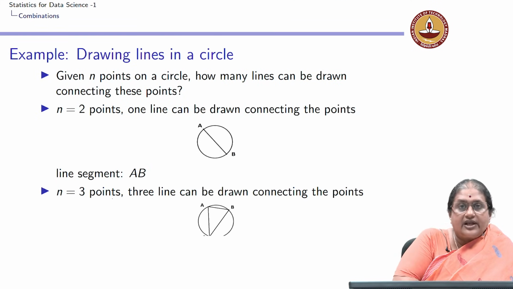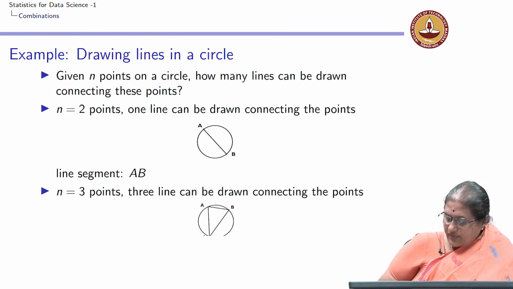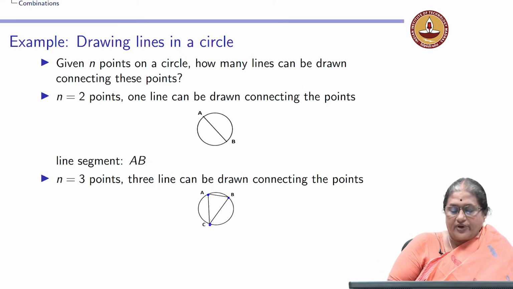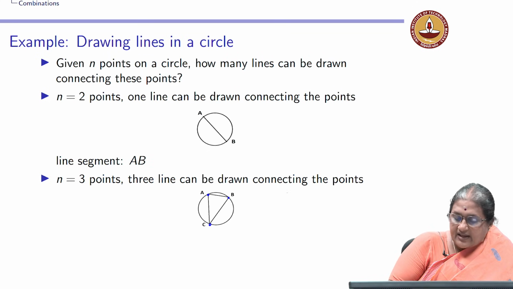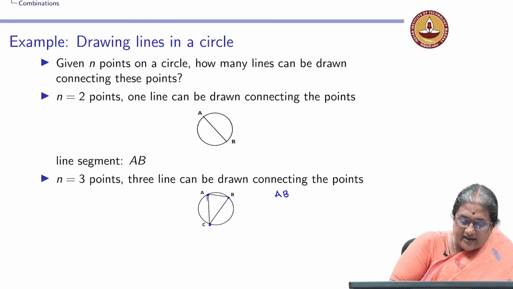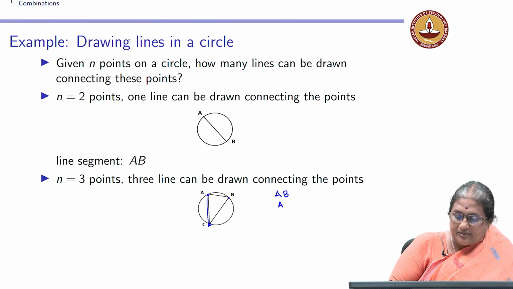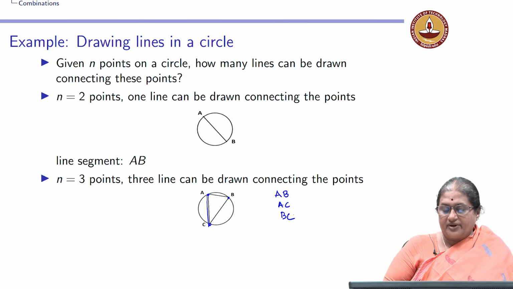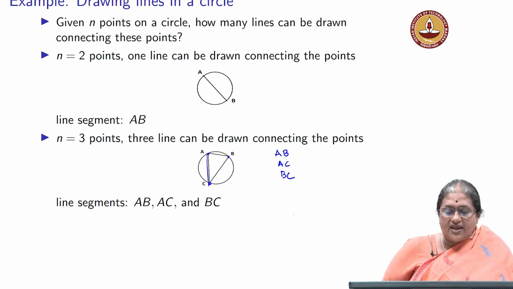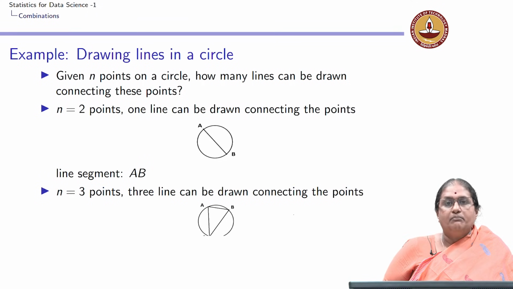Suppose I am given 3 points. Now you can see that A, B and C are the 3 points. I can connect AB with a line segment. I can connect AC with a line segment. I can also connect BC with a line segment. So, I can refer to my line segments as AB, AC and BC.